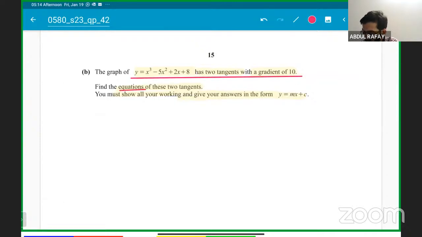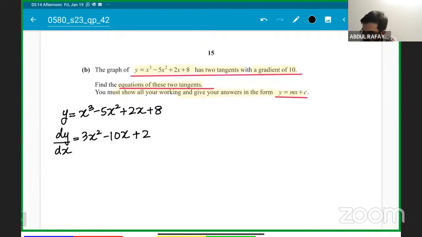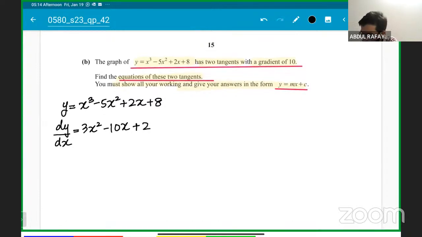We have to find the equation of the two tangents in the form y = mx + c. Everyone got it? So y = x³ − 5x² + 2x + 8. You'll first find the gradient, that is 3x² − 10x + 2. Understand, you have to differentiate.